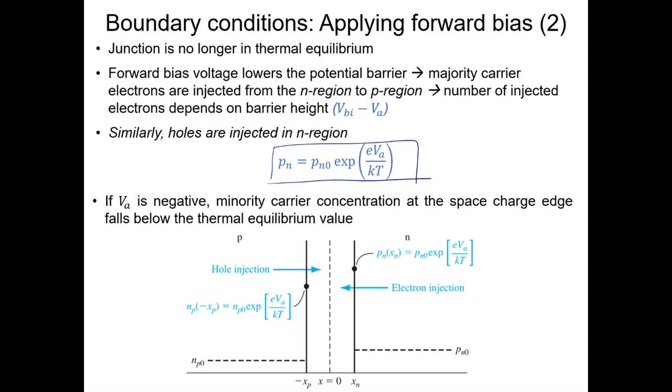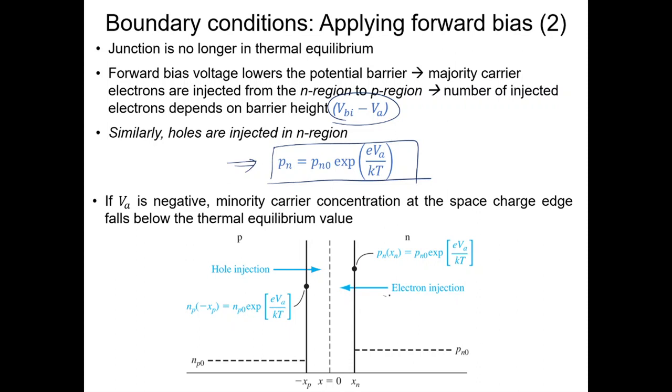Keep in mind that now the junction is not in thermal equilibrium anymore. The forward bias has lowered the potential barrier. The majority carrier electrons are injected from the N side to the P side, and therefore the number of injected electrons is going to be strongly dependent on the effective barrier height, which is VBI minus VA. So as I said, the kind of relation we derived earlier, we can derive the same relation for the holes at the N side. So what do we get?